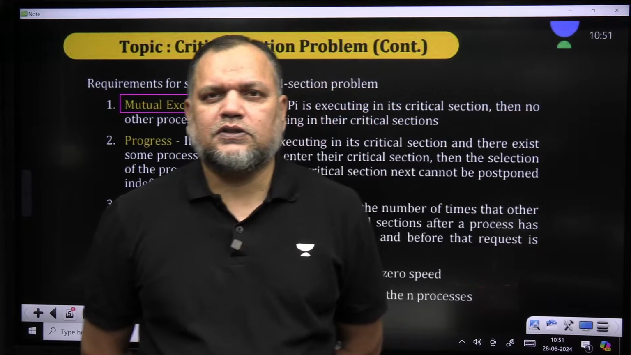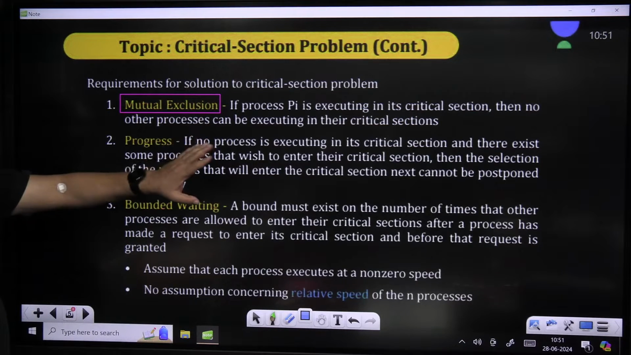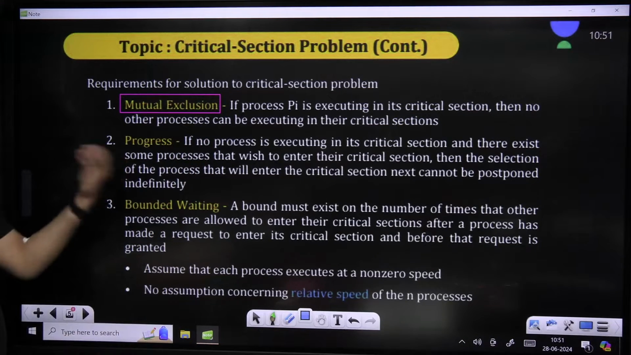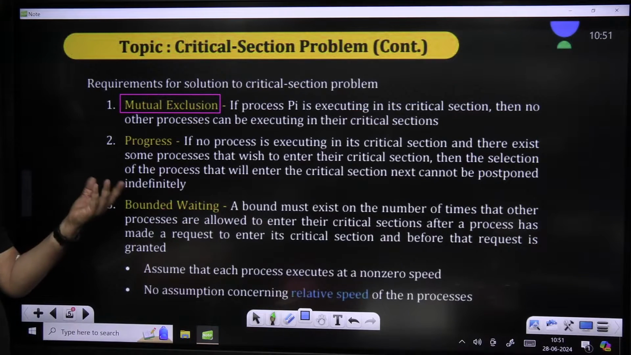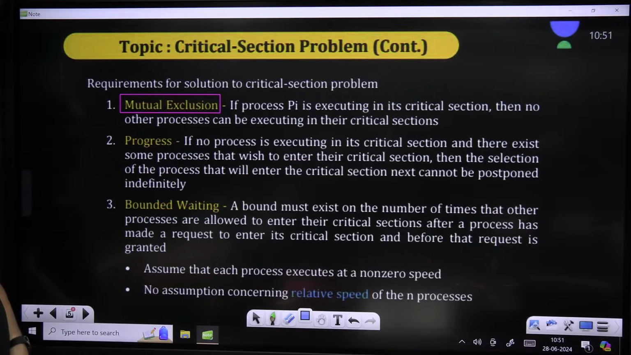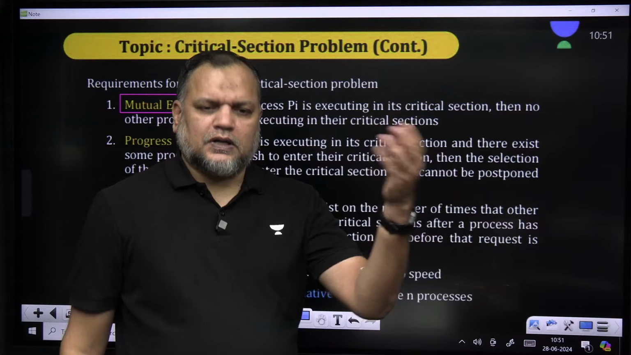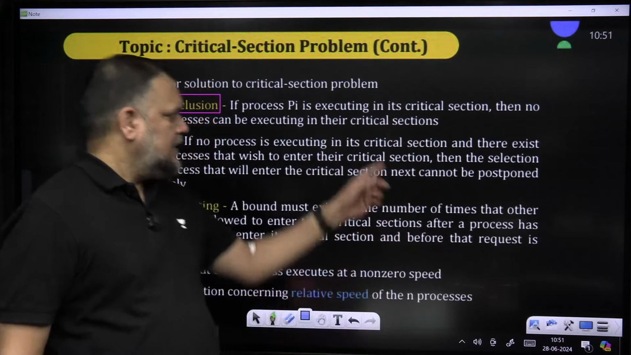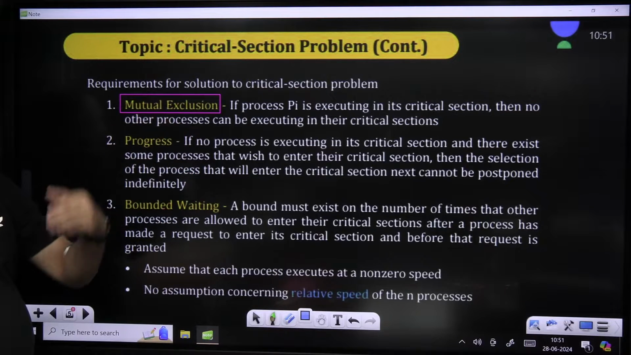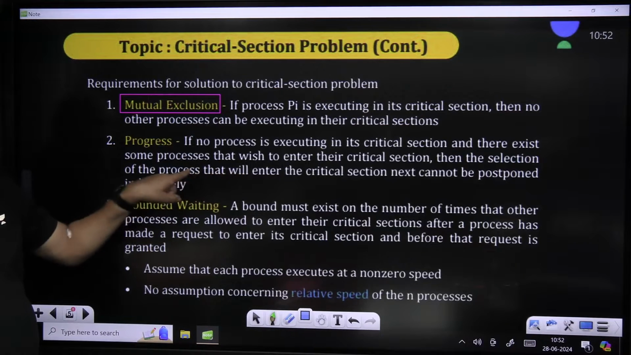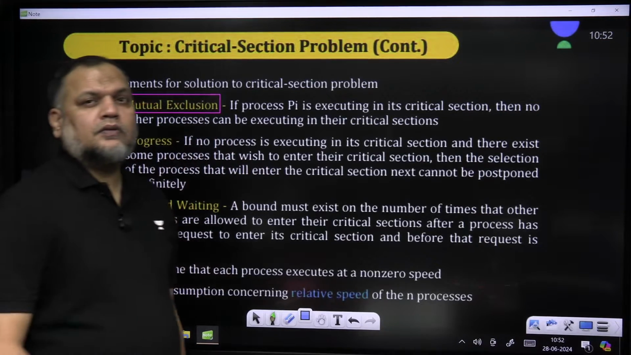ये है progress condition. Read कीजिएगा definition. If no process is executing in its critical section, कोई process अगर critical section में नहीं है, and if there exist some processes that wish to enter critical section, समझ रहे हो बात? अगर critical section free हो और कुछ processes critical section में जाना चाह रहे हैं, ठीक है, then the selection of the process, मतलब कौन जाएगा क्रिटिकल सेक्शन में, that will enter critical section next, cannot be postponed indefinitely.